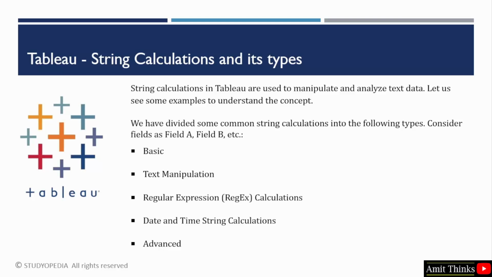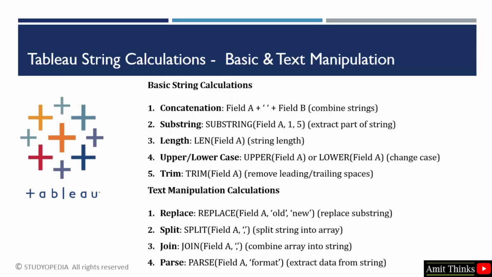Consider that our field names are like field A, field B, field C, so that we can understand it easily. Let us start with the basic string calculations. Let's say you want to concatenate the first name with the last name. Let's say my name, you can concatenate Amit with Diwan to make the complete name, Amit Diwan. You can also extract a part of a string using the substring method. Also we have the length method to get the length of the string, upper and lower case to convert from one case to another, and trim to remove the leading or trailing spaces.